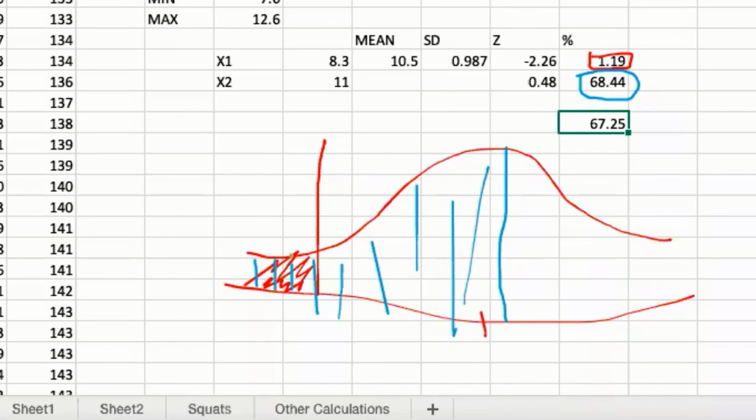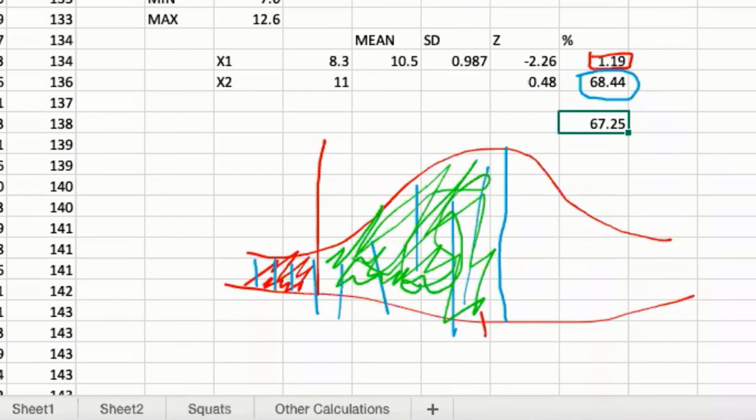And the area we're interested in is people who ran between these two values. So the green space. Okay. That's why we subtract the blue area from the red area to get the green area. So that's what this is here. Sorry, that's kind of messy, but there we go. Okay.